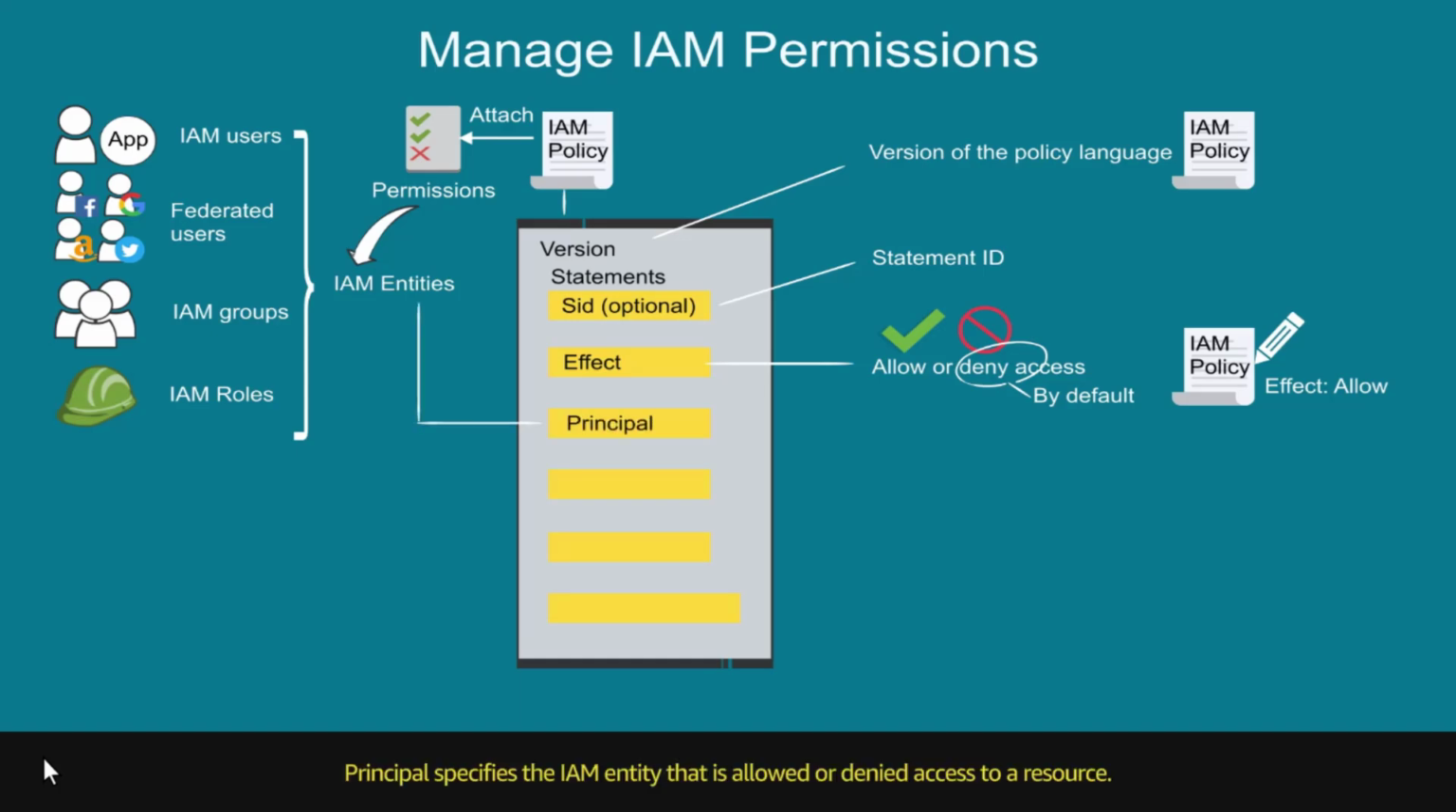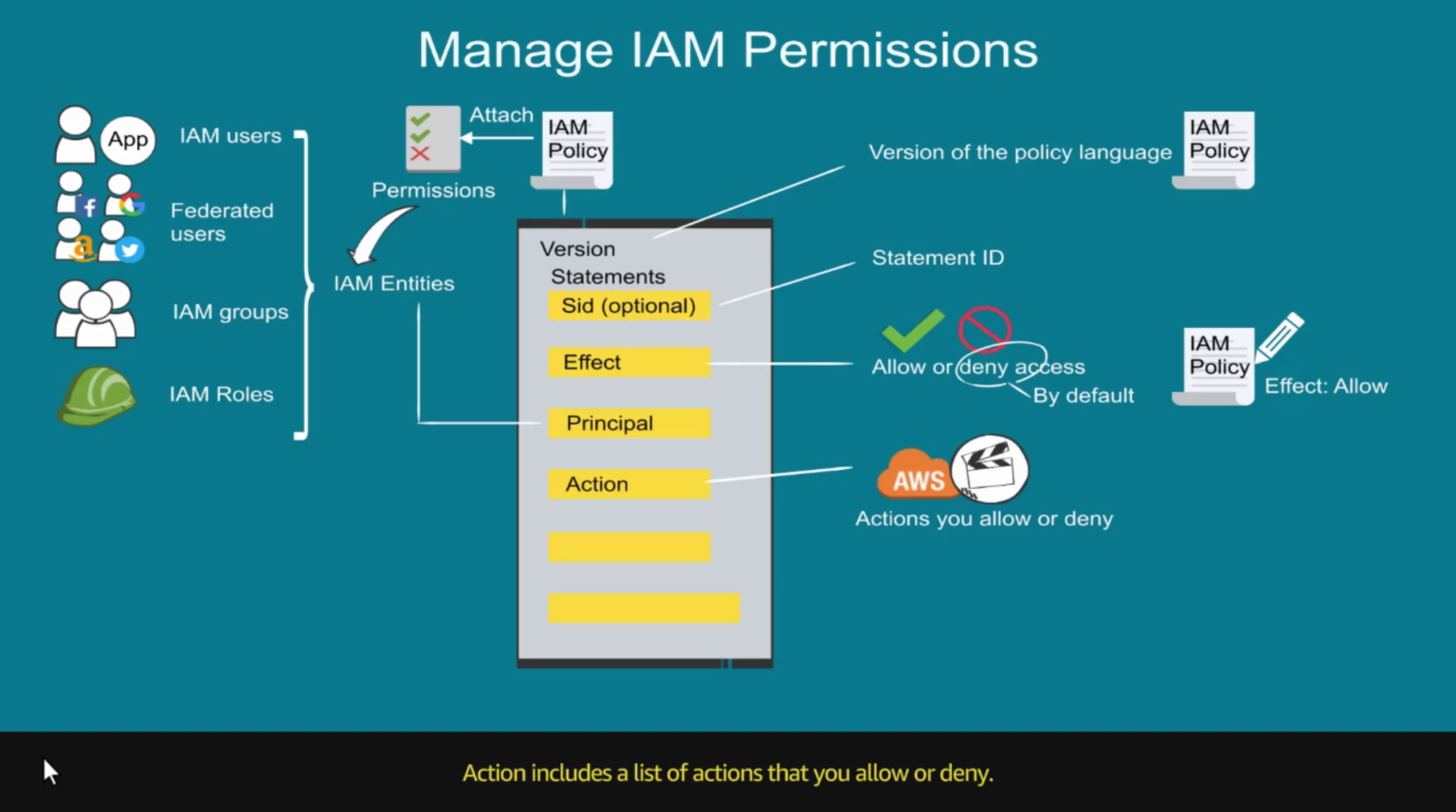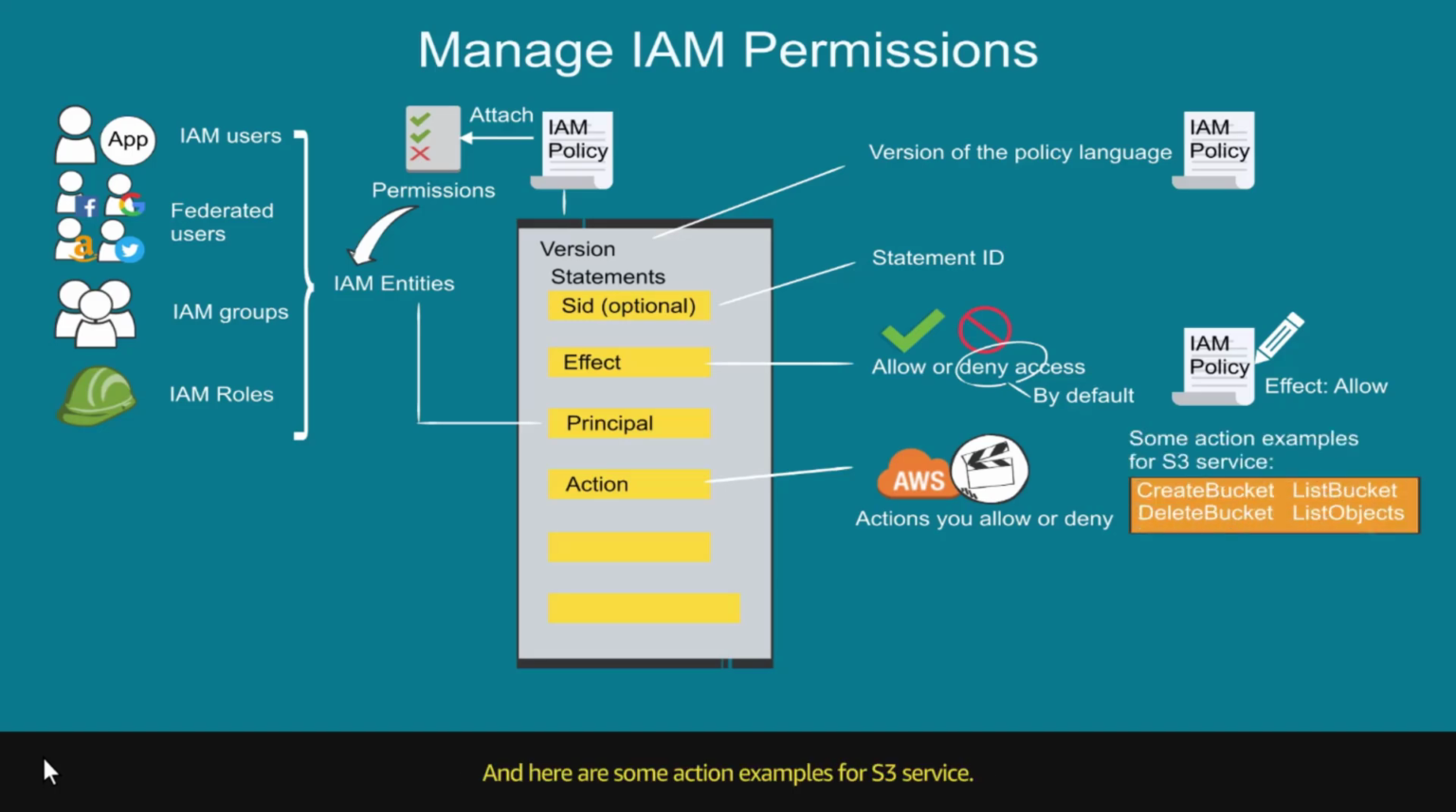Principal specifies the IAM entity that is allowed or denied access to a resource. Action includes a list of actions that you allow or deny. And here are some action examples for S3 service.